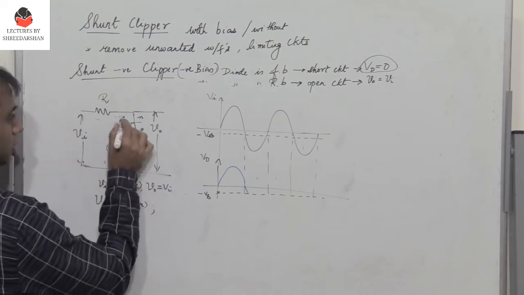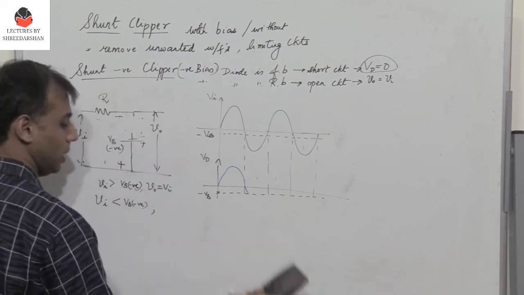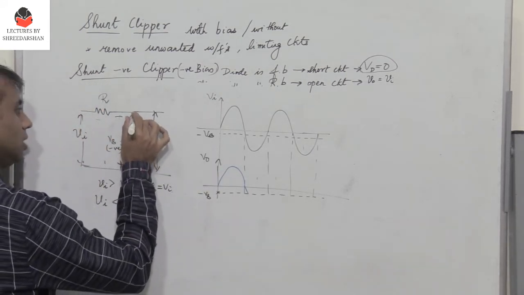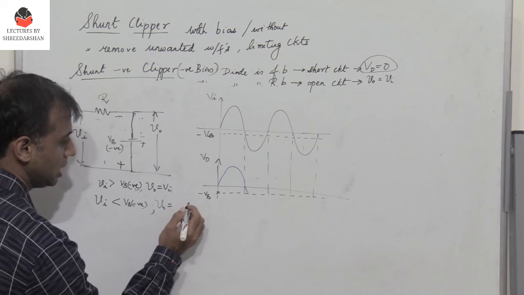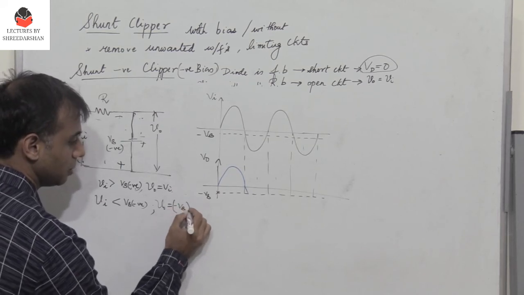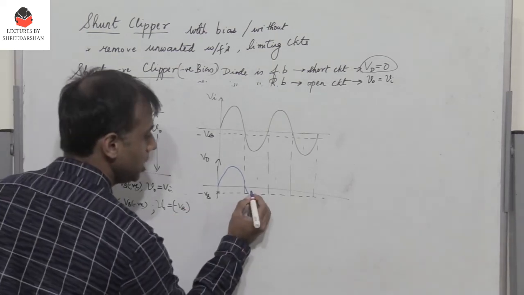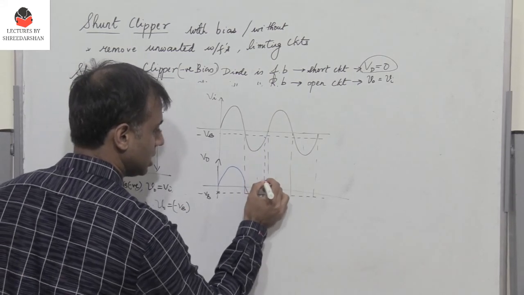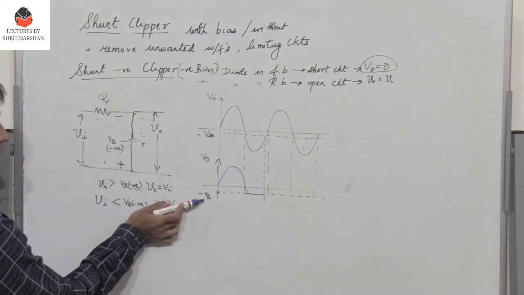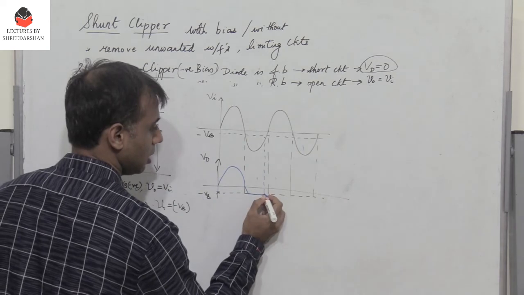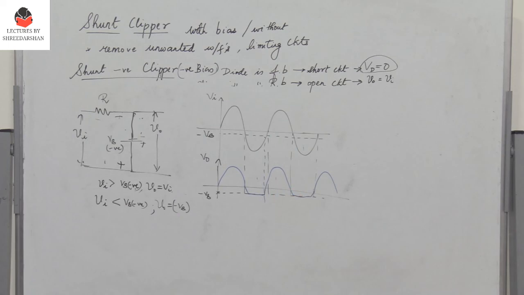This is more negative, minus and plus, so therefore the diode will now be forward biased. When it is forward biased, it behaves like a short circuit. So when it is a short circuit, the output voltage will be equal to the negative bias voltage VB. Therefore the output is held constant at minus VB as long as the input voltage is less than VB here. Then again, if the input voltage becomes greater than the negative bias voltage VB, the output follows the input voltage and this continues. So this is how we can analyze shunt clipper circuit.